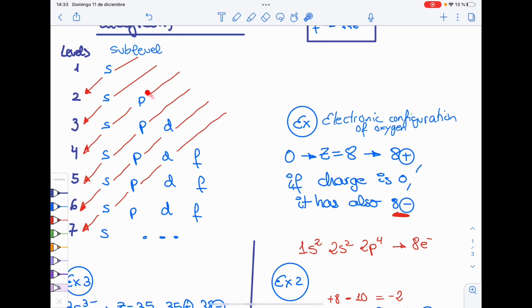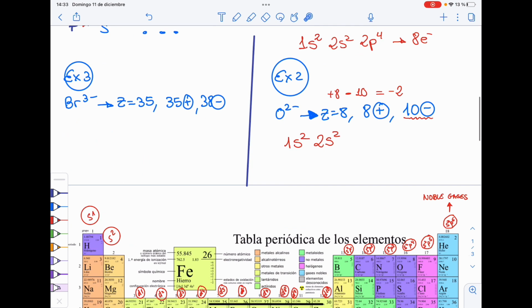Third line, and I find this letter P, which is on level 2, so 2p6, and if I add the three numbers, I see that I have 6 plus 2 plus 2, 10 electrons, so I put my 10 electrons. So I finish with this example.